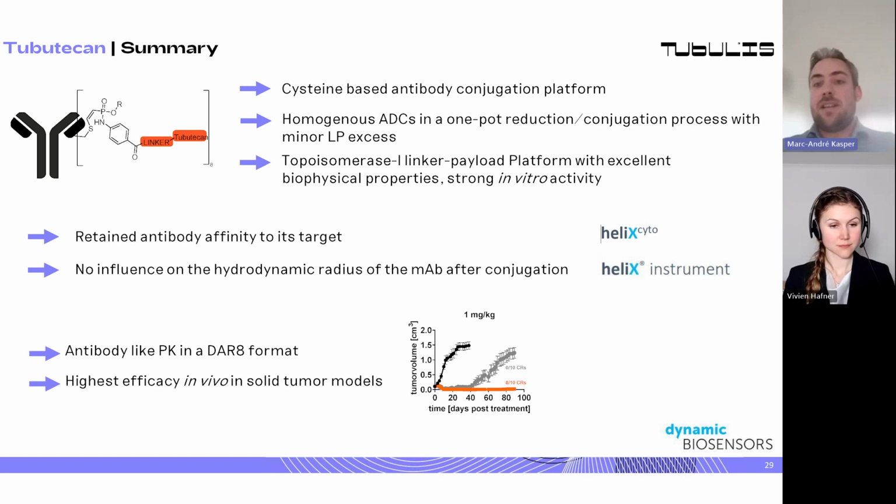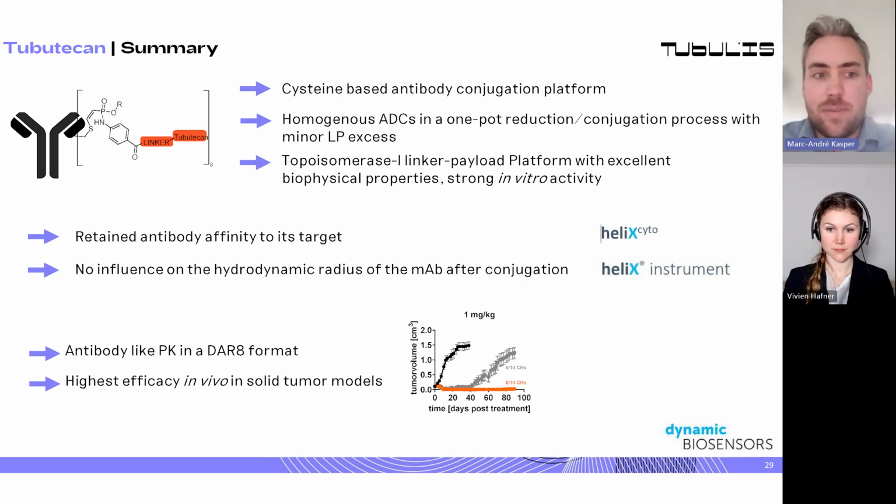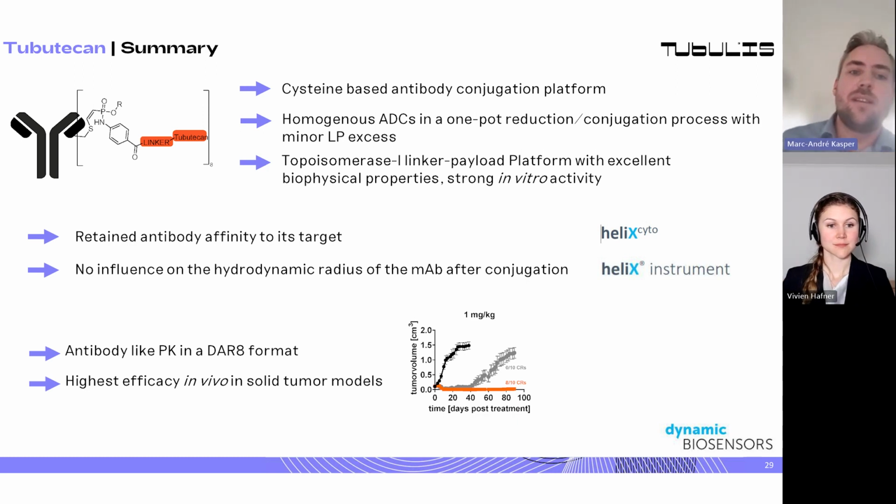With the help of dynamic biosensors and the heliX, we were able to show that we have a retained antibody affinity to its target, even though we modify it. We do not have any influence on the hydrodynamic radius after the P5 conjugation, which is good for tumor penetration. And our Tubulis platform enables us to get highly loaded DAR8 conjugates, with a very good in vivo efficacy, directly compared to an approved medication based on the same antibody and a very similar payload.